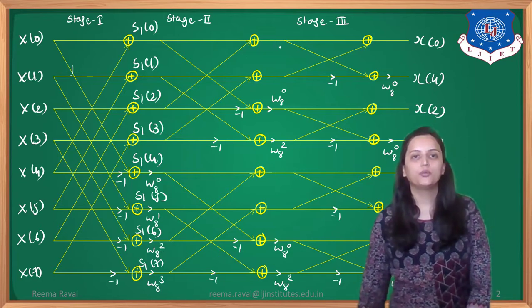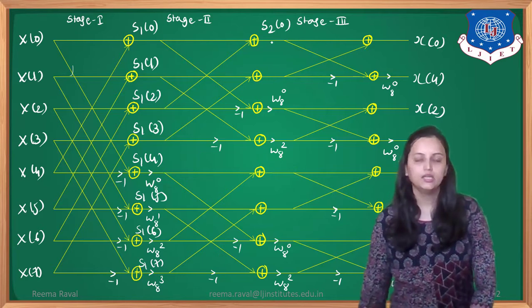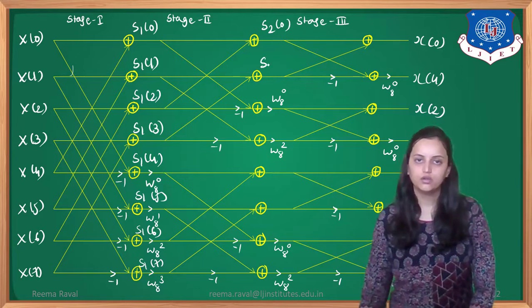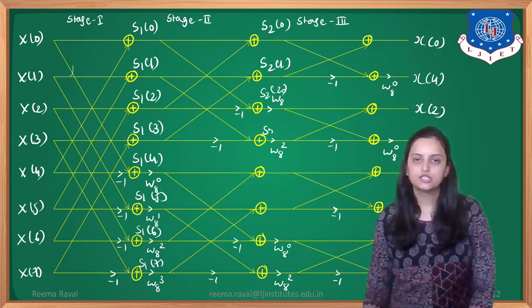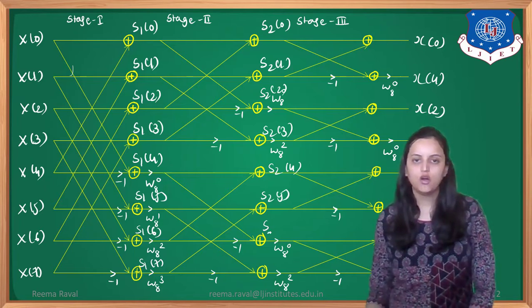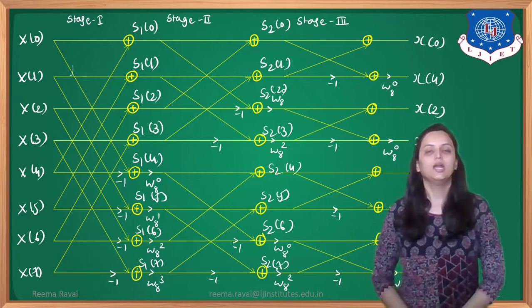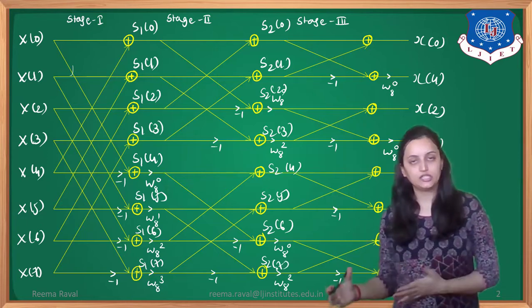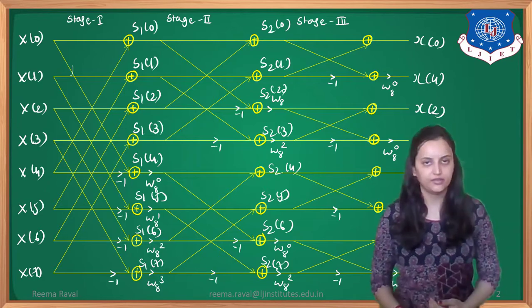Same way, if we calculate the output of stage 2, we will denote it as s2 of 0 to s2 of 7. So here it is s2 of 0, s2 of 1, s2 of 2, s2 of 3, s2 of 4, s2 of 5, s2 of 6 and s2 of 7. And the output of the final stage, that is stage 3, is our final output starting from X0 to X7.